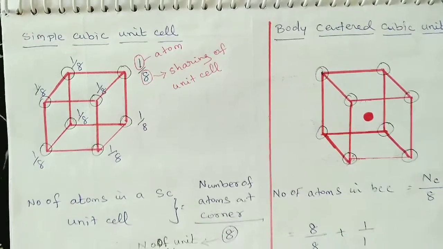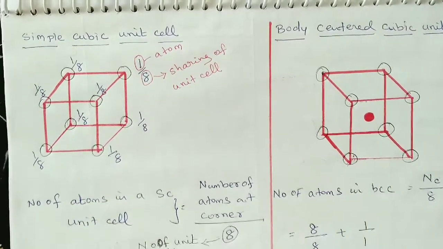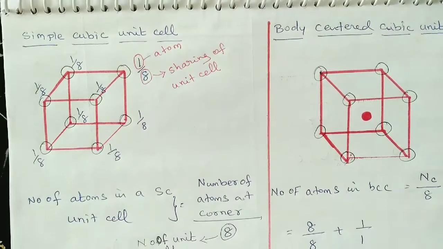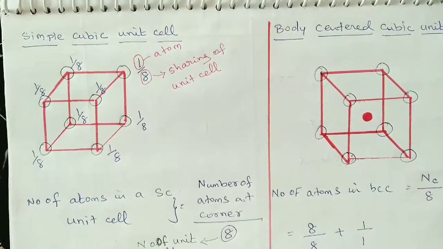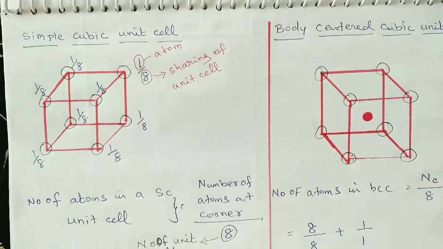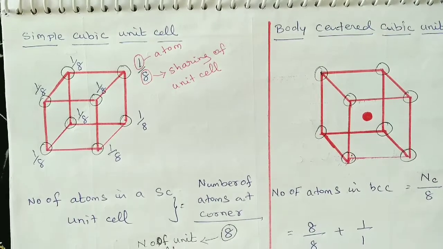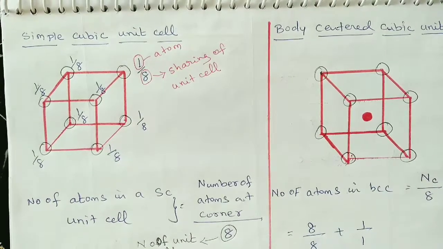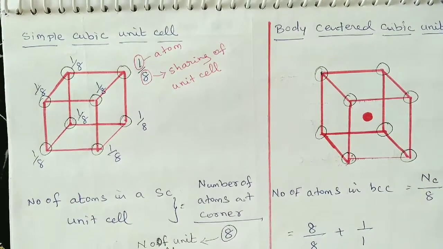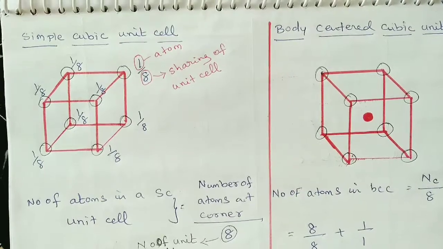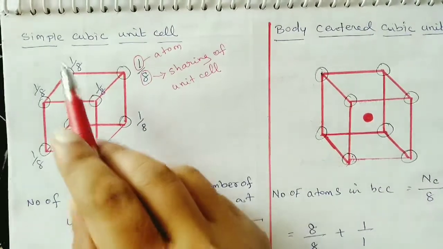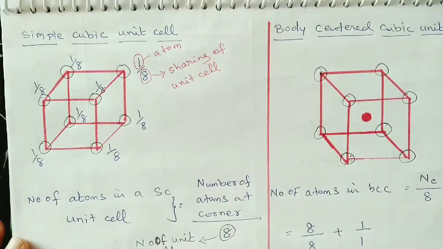Okay, next we are going to see the number of atoms in cubic unit cells. In our textbook, 3 cubic unit cells are given: face centered, body centered, and simple cubic. First we see the simple cubic unit cell.